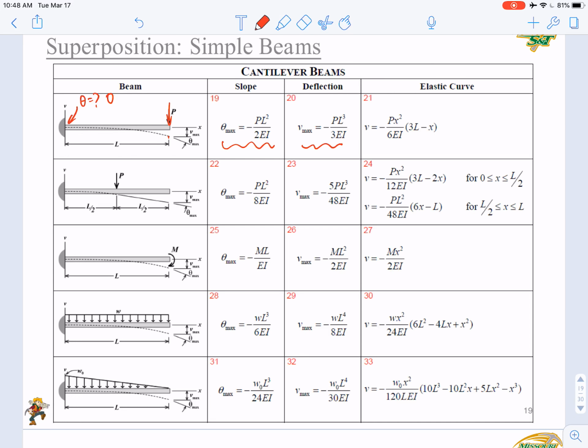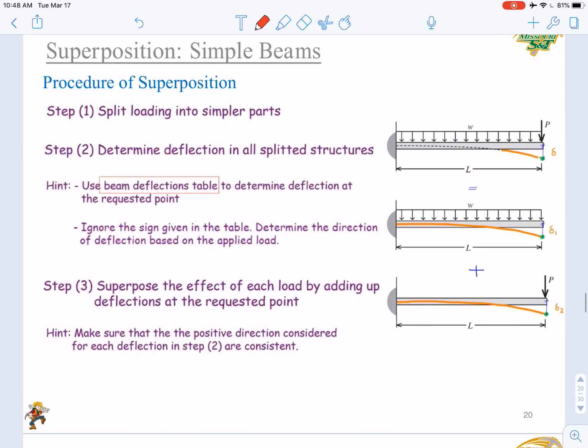So if you want to know the elastic curve, that is the expression of the deflection distribution, you can apply this equation. If you want to know the deflection of a random point, let's say x equals a, then you can just substitute x by a into this equation. Then you can get the results. Well, that is the deflection at this point, x equals a. Okay, just use these two tables.